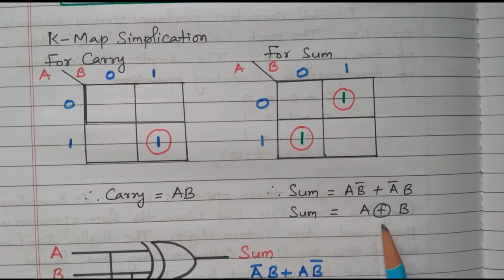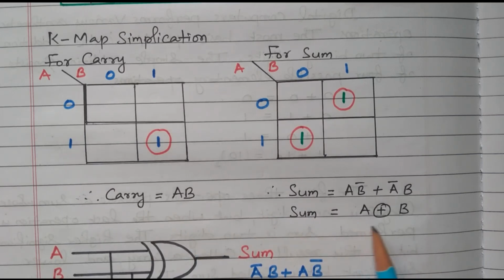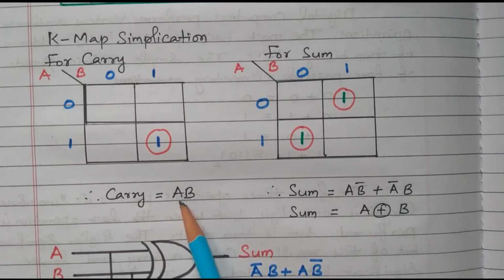Now we need to implement this with the logic gates, right? Carry is nothing but A into B. So what we need is an AND gate. One AND gate is needed. Sum equals A exclusive OR B. So here we need one XOR gate. We need a XOR gate here, right? For sum we need one XOR gate. For carry we need one AND gate.